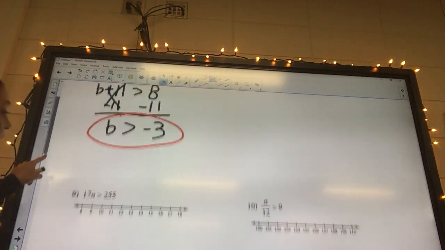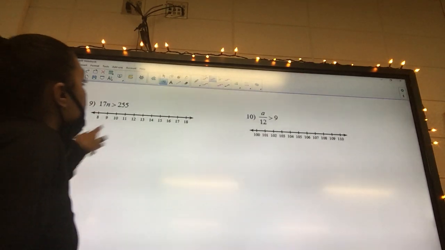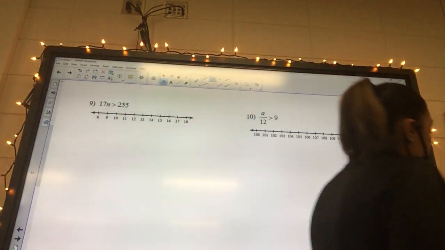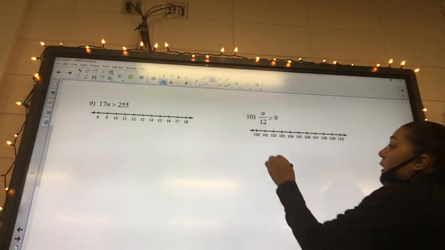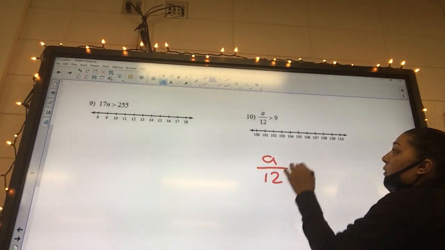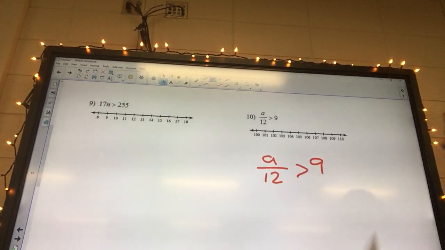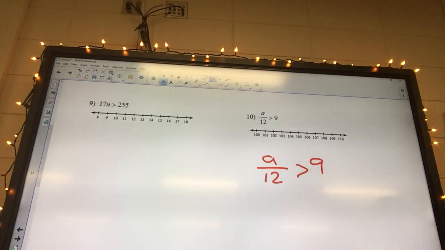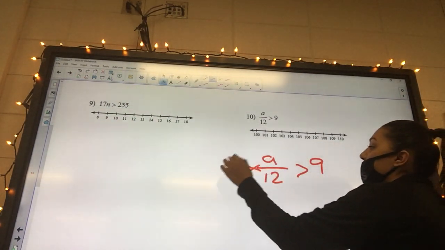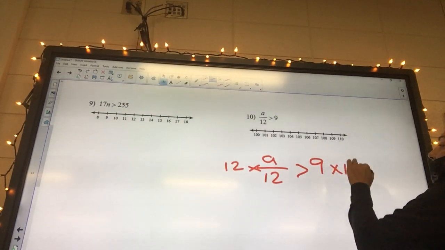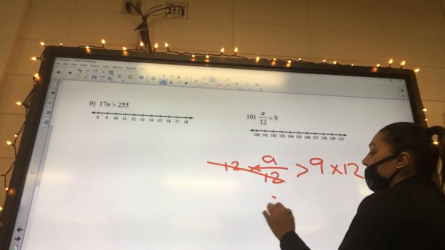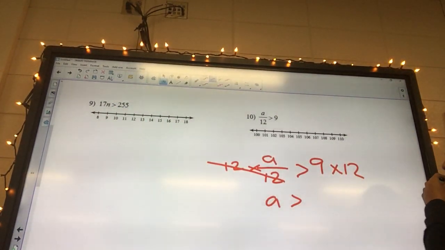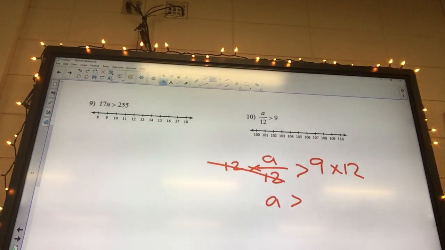Okay, 9 and 10. Which one do you want me to do? Okay, let's do 10. a over 12 is greater than 9. What's that mean, a over 12? It means divide, but so we need to multiply in order for it to work. So times 12, times 12. These ones cancel out, so we got a. 9 times 12 is what? 108.